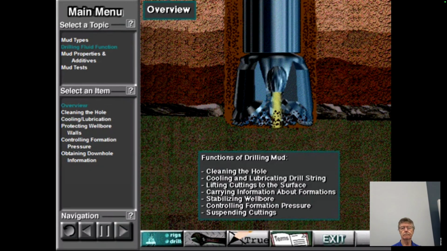For example, mud cleans the hole, cools and lubricates the bit, carries information about the formations being drilled, stabilizes the wellbore, controls formation pressure.